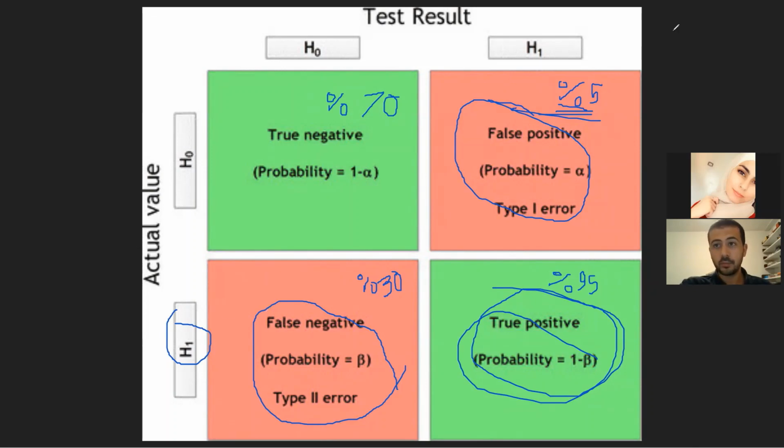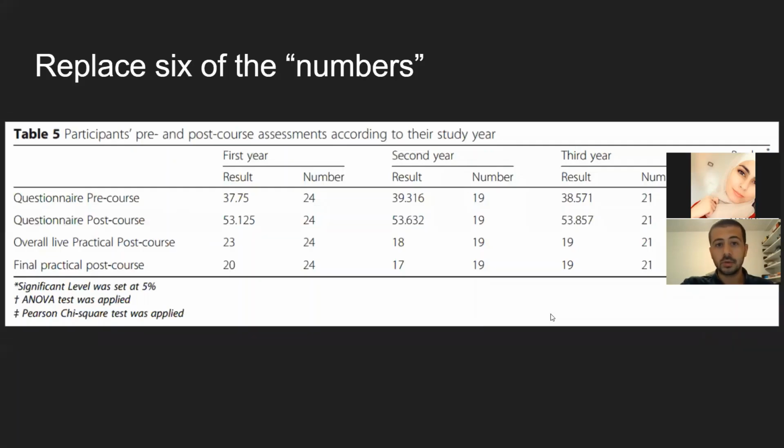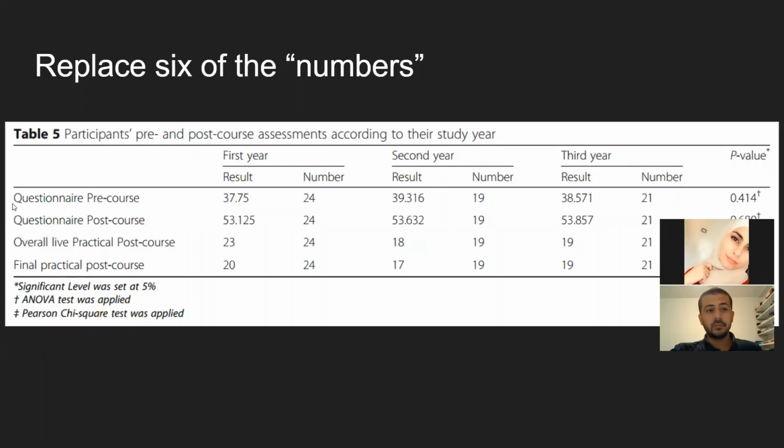So I hope this is clear, because I need to run to the next one. How does that apply here?